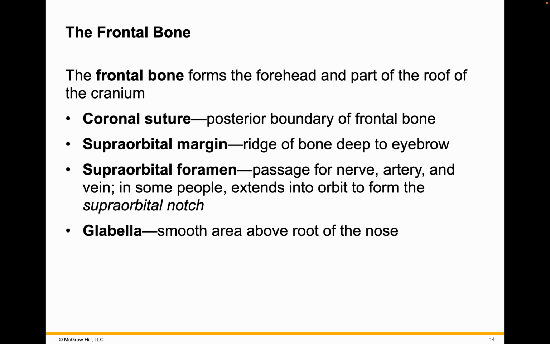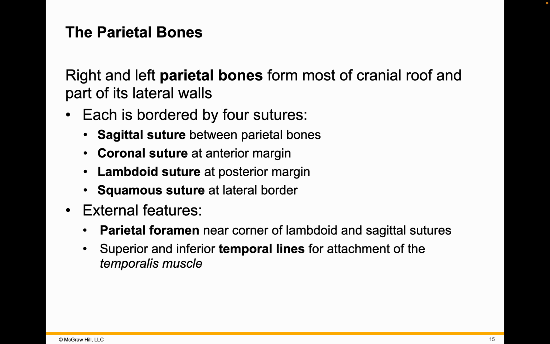It has the coronal suture, the posterior boundary of the frontal bone. The supraorbital margin is the ridge of bone deep underneath the eyebrow. The supraorbital foramen is a passageway for nerves, arteries, and veins, and in some people extends into the orbit and forms the supraorbital notch. The glabella is the smooth area above the root of the nose.